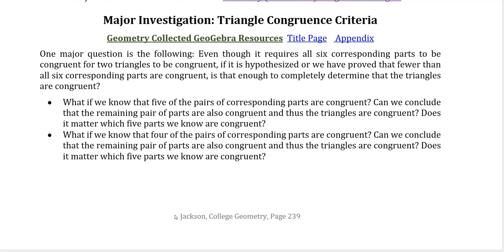So the major investigation that we undertook last week, that you did informally, and that we're going to continue working on this week, is: even though it requires that all six corresponding parts of two triangles be congruent for the two triangles to be congruent, if it is hypothesized or we have proved that we have fewer than all six corresponding parts congruent, is there enough information there to completely determine that the triangles are congruent? What if you know 5 or 4 or 3 or 2 or 1?